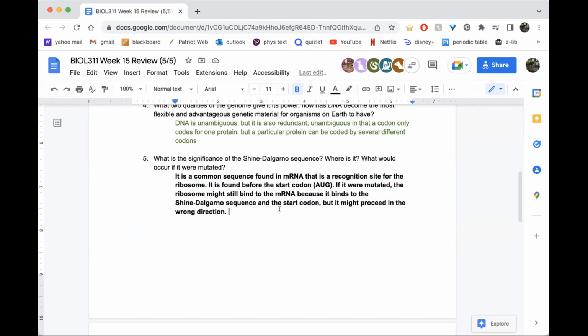the Shine-Dalgarno sequence gives you orientation. It tells you that the ribosome should read from left to right instead of right to left. So if you don't have that sequence there and you only bind to your start codon, you might end up reading in the wrong direction and translating in the wrong direction. So translation might still happen, but it also might go in the wrong direction. Does everyone feel okay with that?